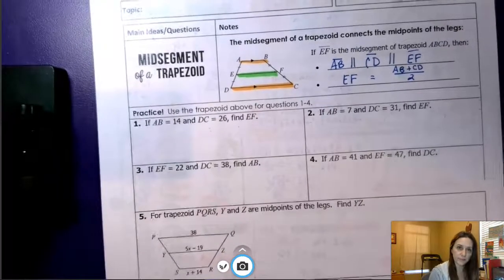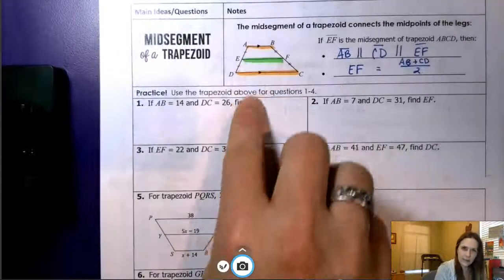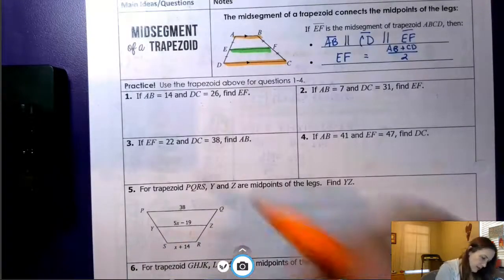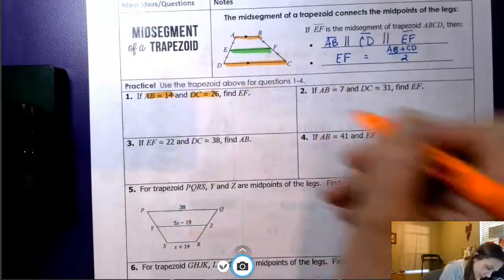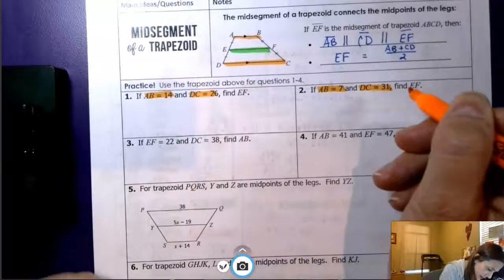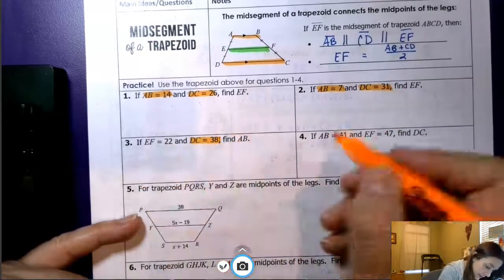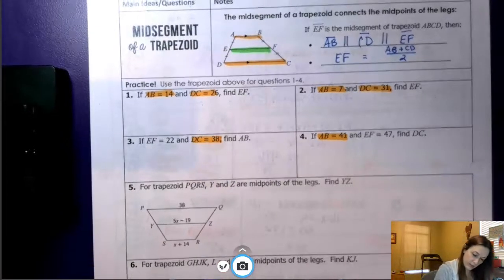Just take the average. So here, you don't have to draw this, but I color-coded these so we can see these down here because I'm using this picture for these problems. So I have AB here and DC here, AB here and DC here. Oh, this time I have DC here and EF. AB here and EF. So these ones are going to be a little bit different. Just going to point that out a little bit.